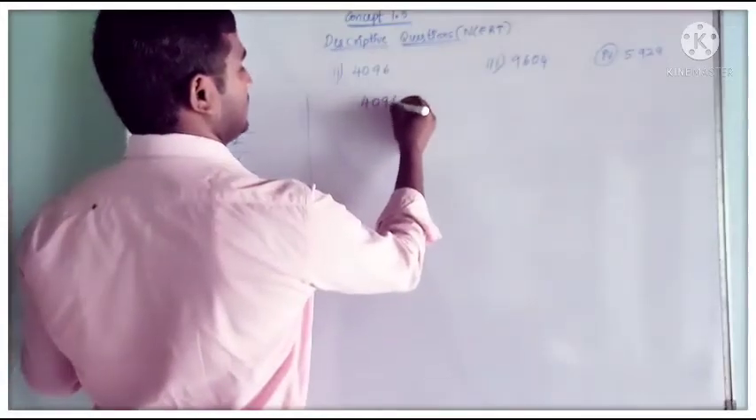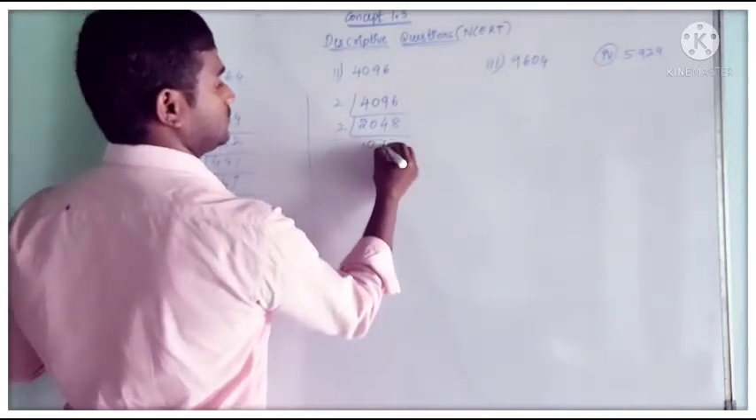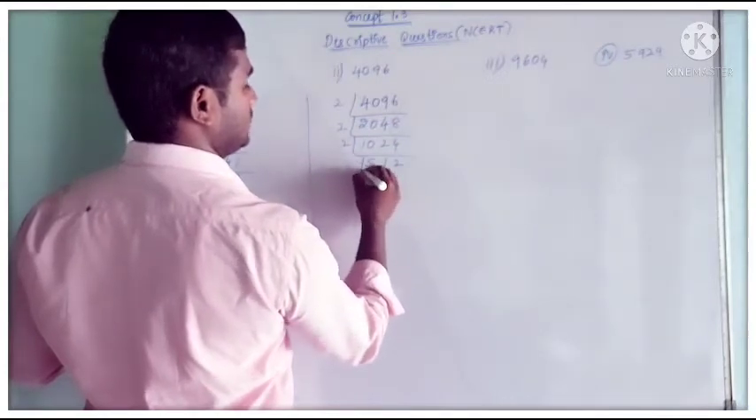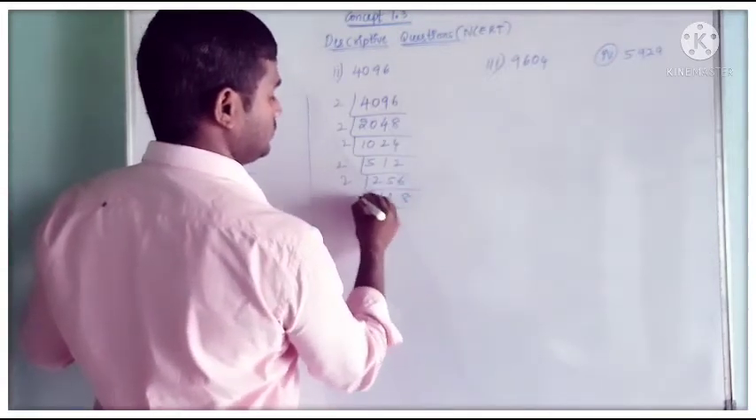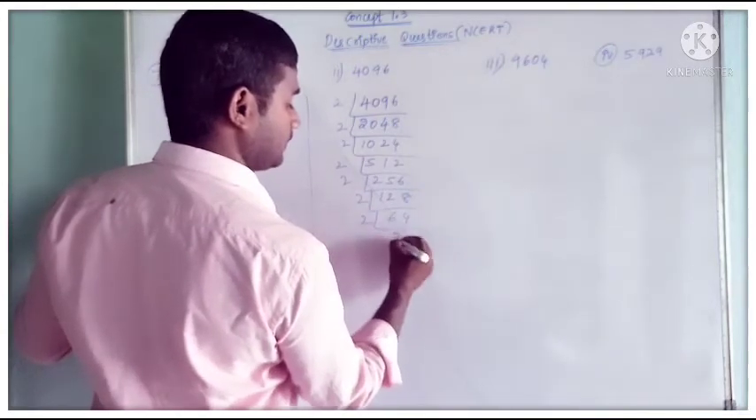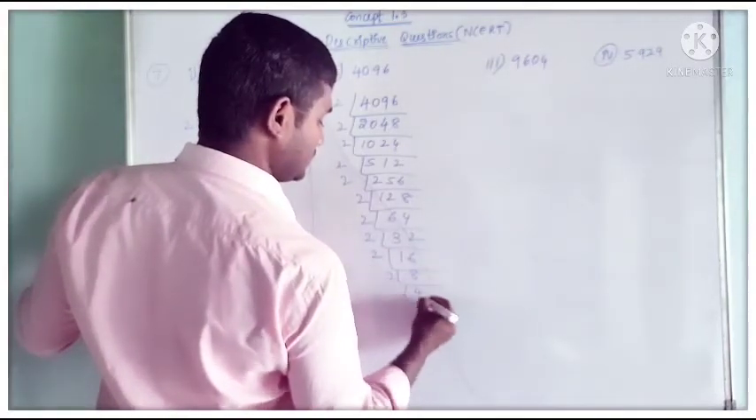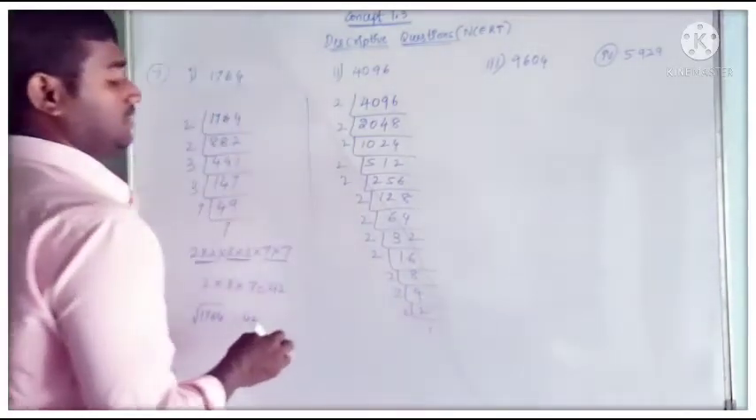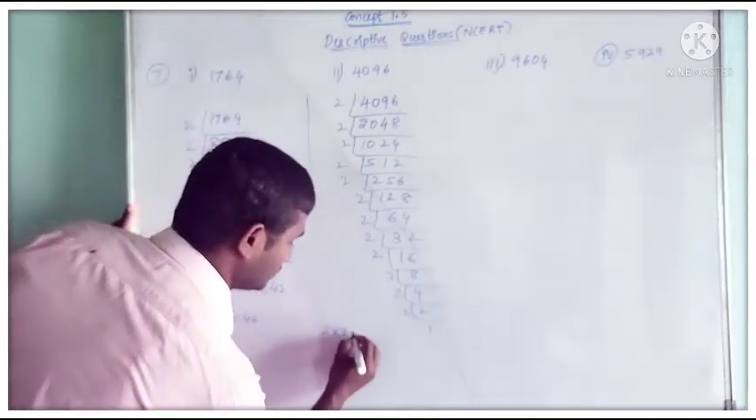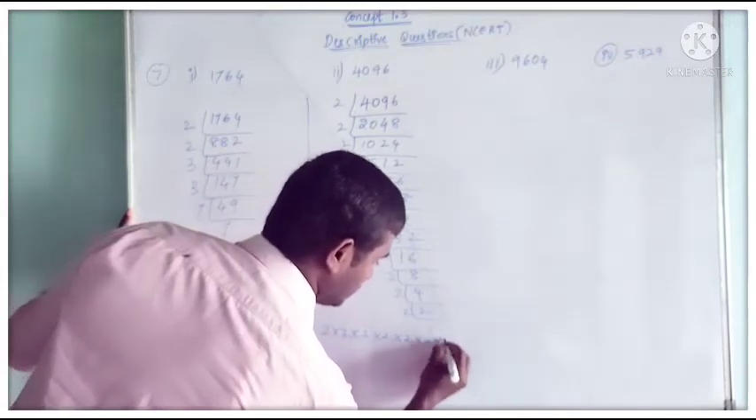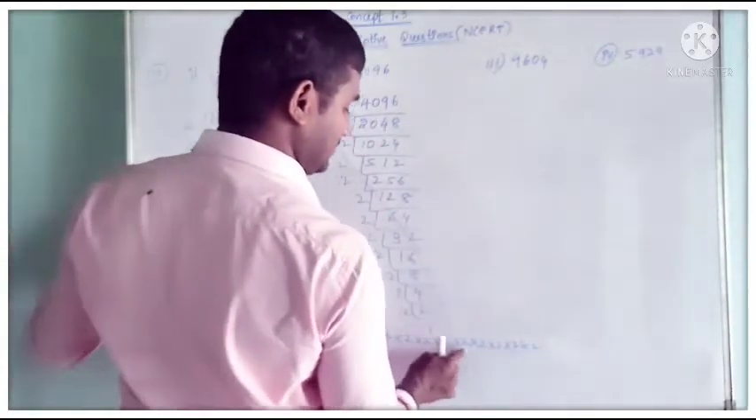Prime factorization of 4096. 2 2s are 4, 2 4s are 8, 2 8s are 16, and so on: 2 128s are 256, 2 64s are 128, 2 32s are 64, 2 16s, 2 8s, 2 4s, 2 2s, and 2 into 1. So how many prime numbers do we have? 1, 2, 3, 4, 5, 6, 7, 8, 9, 10, 11, 12. So 12 prime numbers, all of them 2.